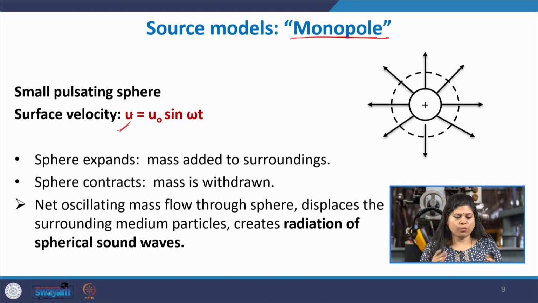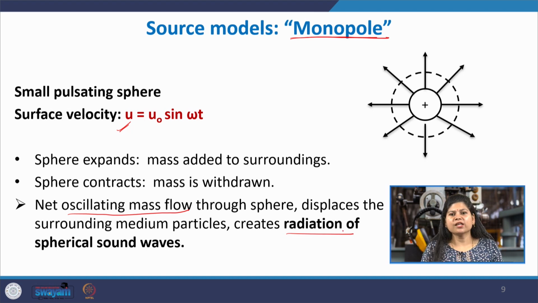Here, this spherical mass is expanding, which means that it is adding certain mass to the surroundings and pushing the fluid particles away. Then when it is contracting, it is withdrawing the mass from the surrounding fluid medium, and the fluid particles now have more room or more space, so they come back. And therefore, this is the net oscillating mass flow which creates the radiation.